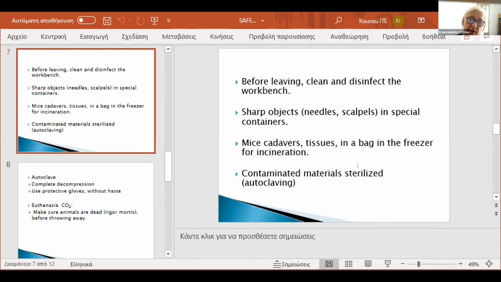Now, newborns or very young animals are very, very resistant to CO2. Actually, they just don't die. So instead, we use decapitation. It's not very pleasant, but we have to do it. We use small scissors to decapitate them.